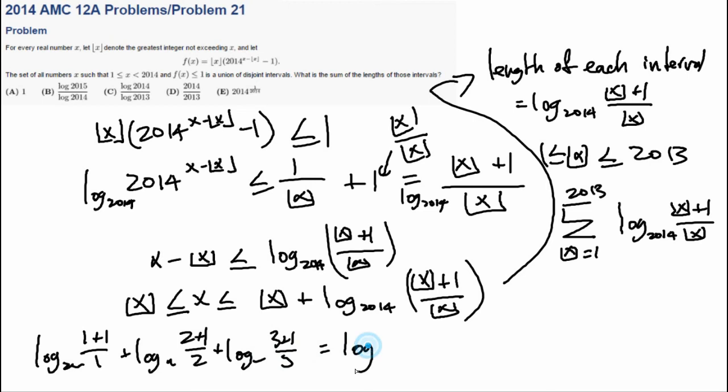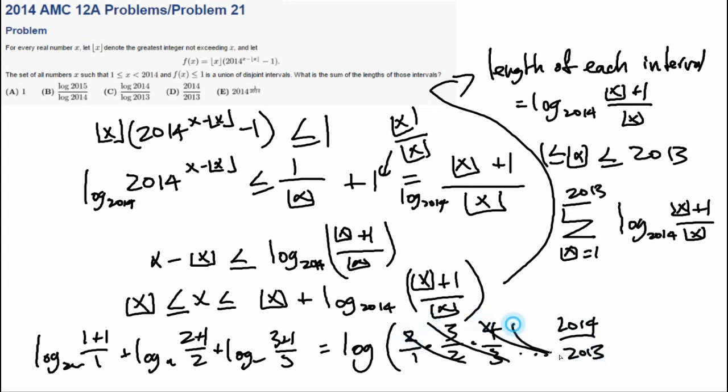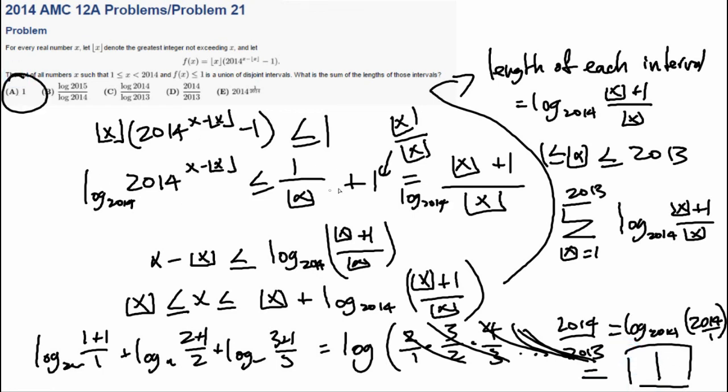That's equal to log of 2 over 1 times 3 over 2 times 4 over 3, dot dot dot, 2014 over 2013, and these all cancel out. It's a telescoping thing, and we finally get log base 2014 of 2014 over 1, and log base 2014 of 2014 is just 1. That's the answer. The answer's A.